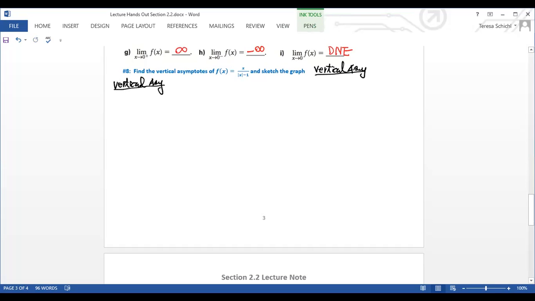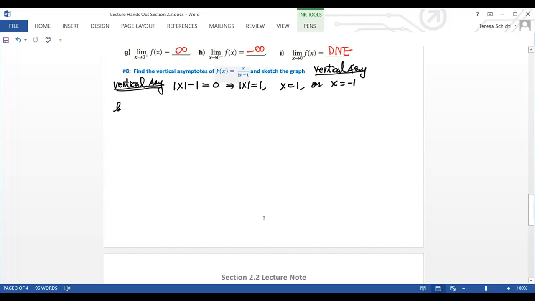I want to find the values that make the denominator equal to 0. That means x minus the absolute value of x minus 1 equals 0, right? So that means the absolute value of x equals 1. So I get x equals 1 or x equals negative 1. Those are the two vertical asymptotes. Then I want to see what my limits are.